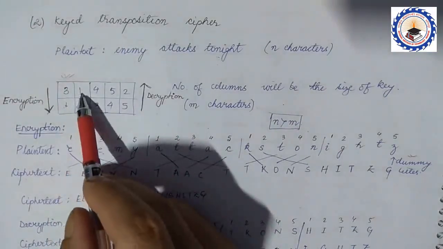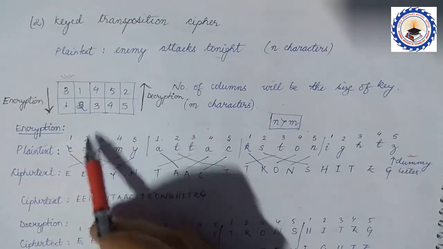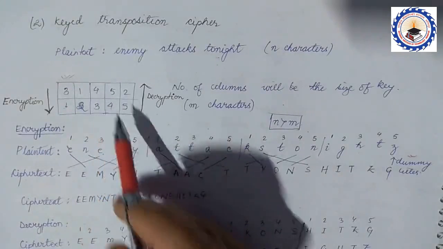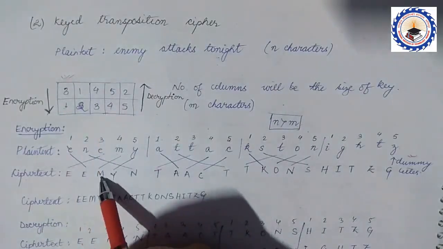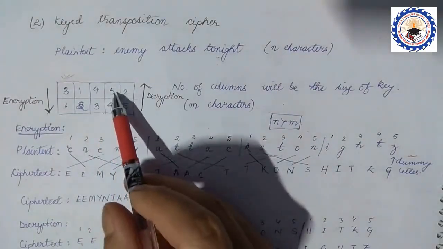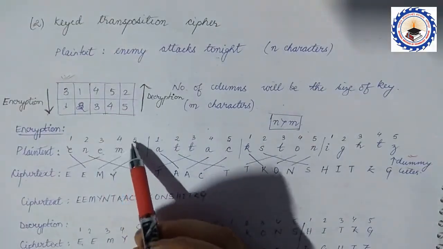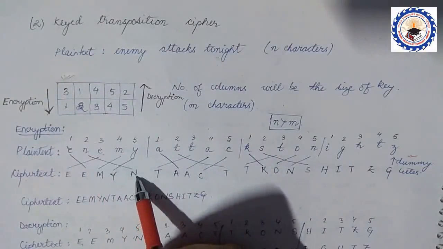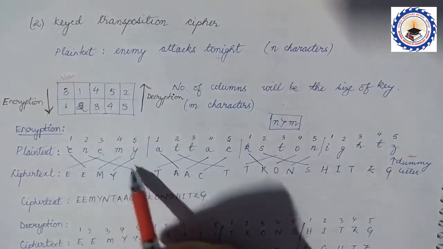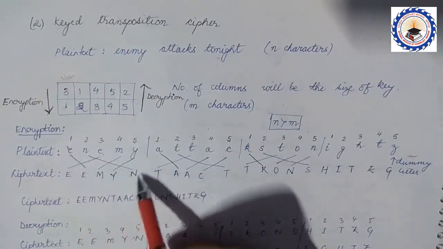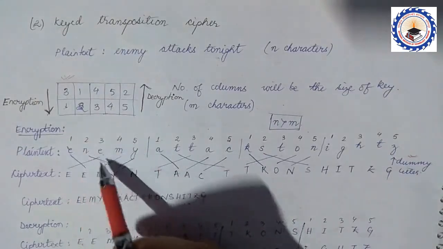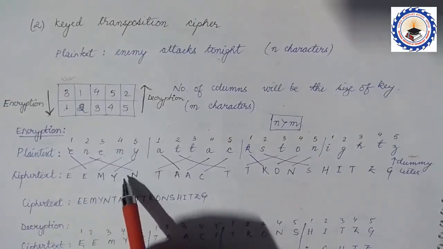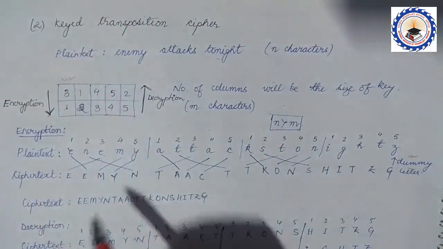Okay, then the first letter becomes the second. Next, the fourth letter becomes the third. Then next, the fifth letter becomes the fourth, and the second letter becomes the fifth here. So now we have already changed the positions of these particular letters. That is, we have already generated the ciphertext with the help of the key transposition cipher here.